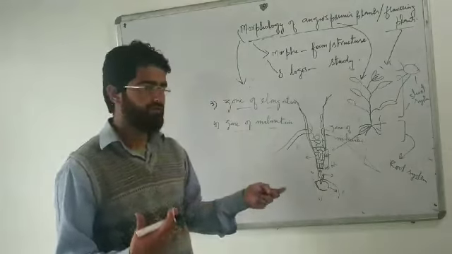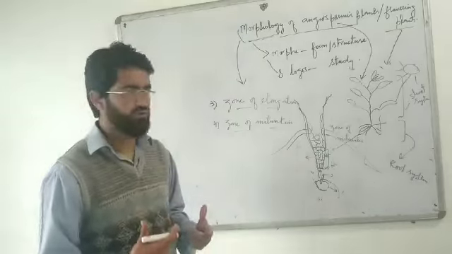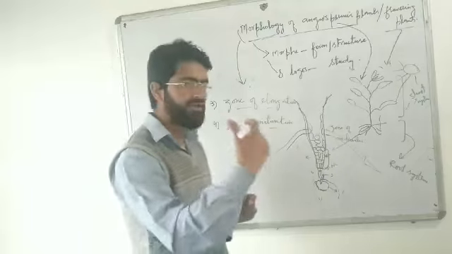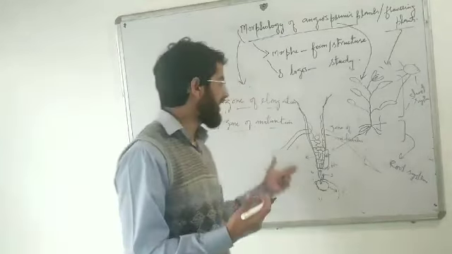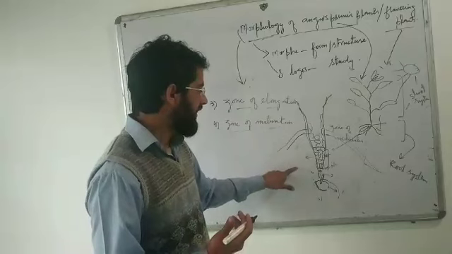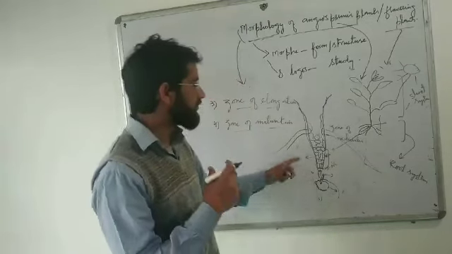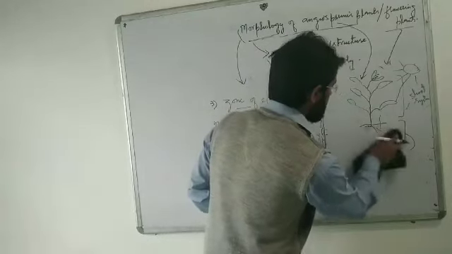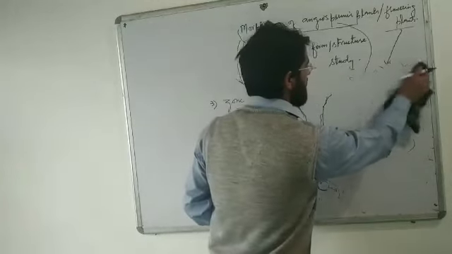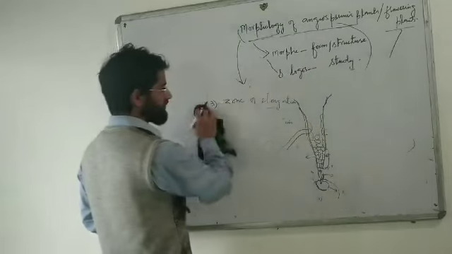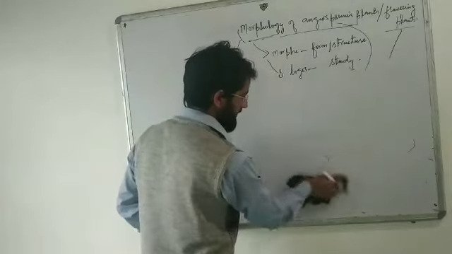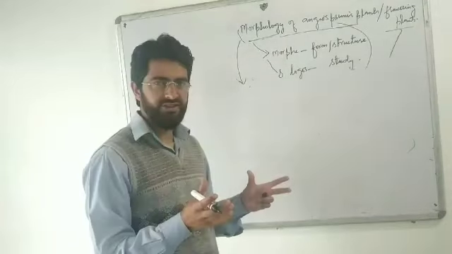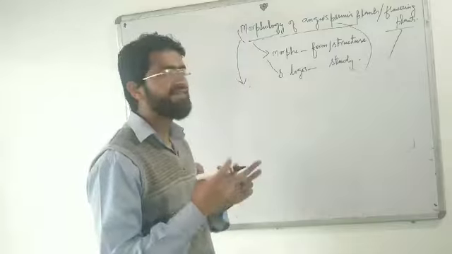Now you understood what the different parts of the root are. First is the root cap, second is the zone of meristematic cells, third is the zone of elongation, and finally the zone of maturation. This was all about roots, root structure, root function, and its nature.